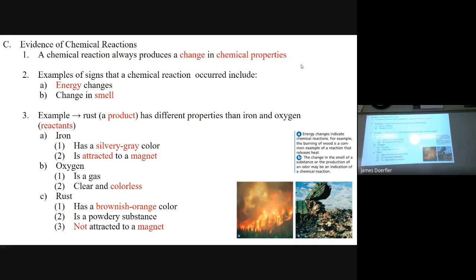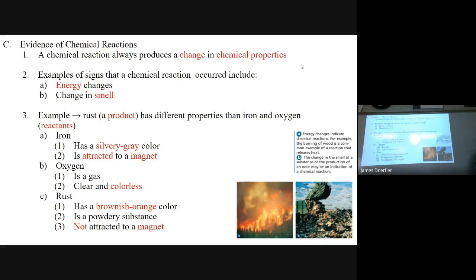Again, we were told a few slides ago that in order for it to be a chemical reaction, the product must have different chemical properties. First of all, let's look at the reactants. Iron, typically silvery gray in color. You can attach a magnet to it. Oxygen is a gas. It's clear and colorless.